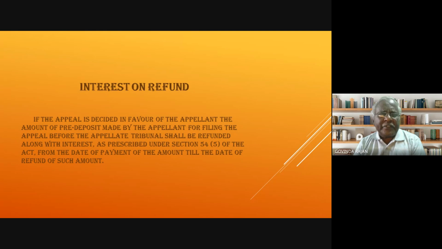Interest on refund. So the appeal is filed. The outcome may be that the demand is confirmed or set aside. If the order is set aside, the appellant, who definitely paid the pre-deposit, is eligible to get a refund of the pre-deposit if he won the case.